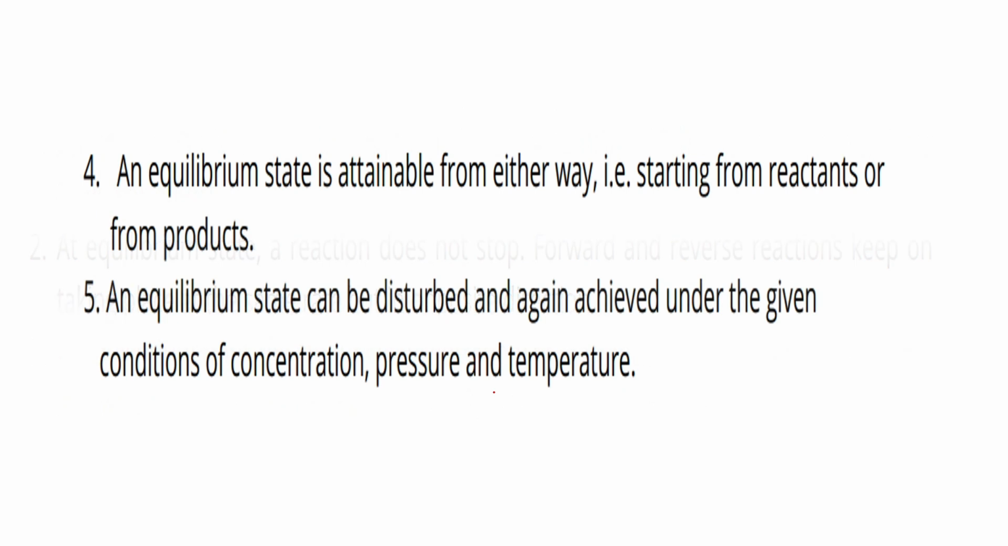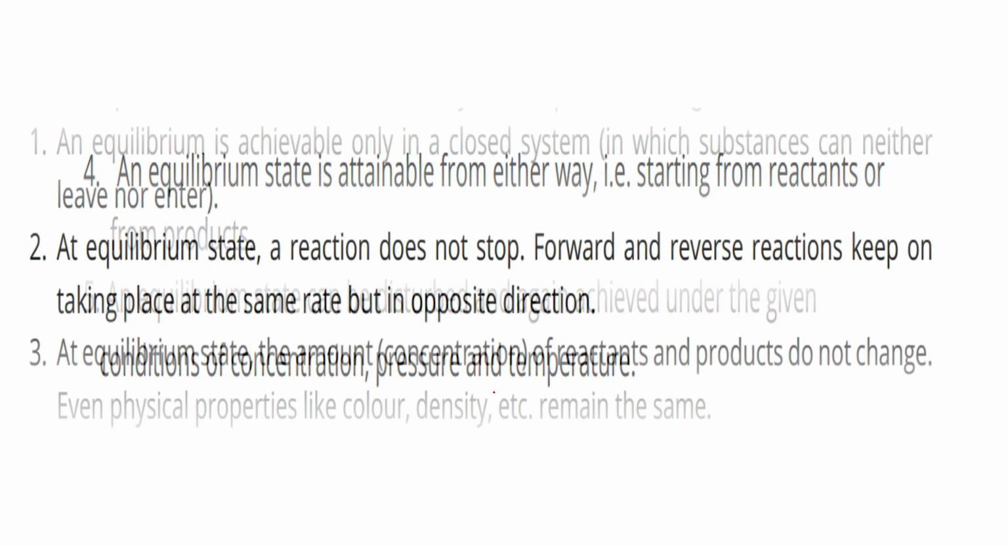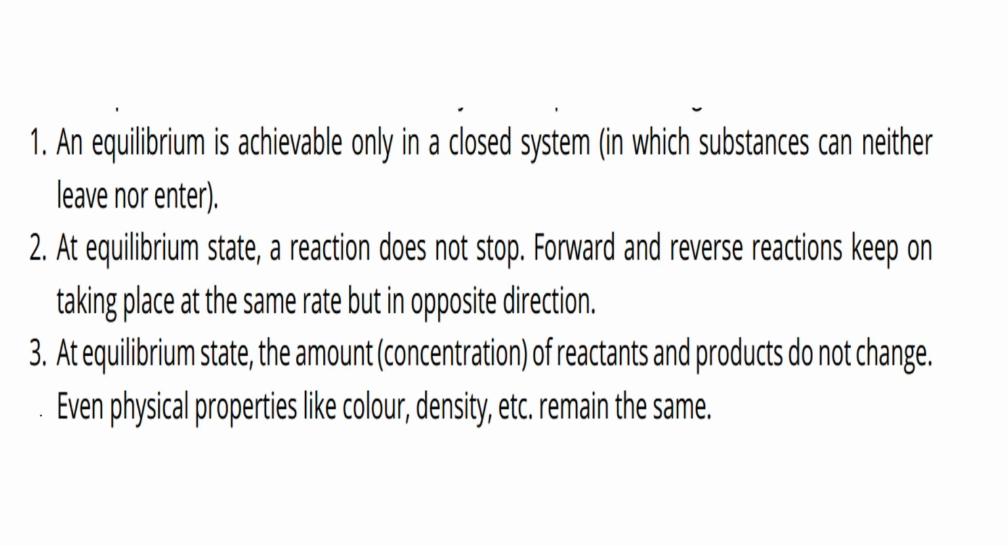Next, we will see the macroscopic properties of the dynamic equilibrium. The first point is that equilibrium will be achieved only in a closed system. And what is a closed system? One in which substances can neither leave nor enter the system. It means the dynamic equilibrium is only applicable for chemical reactions in a closed system, but it is not applicable for all systems.